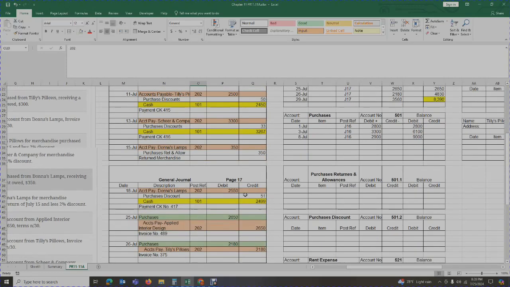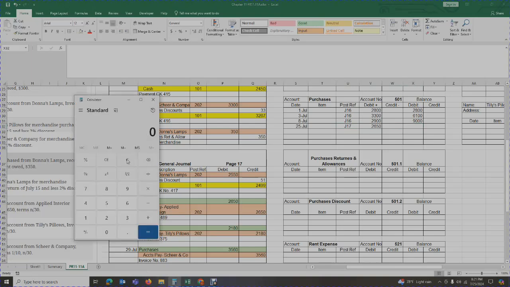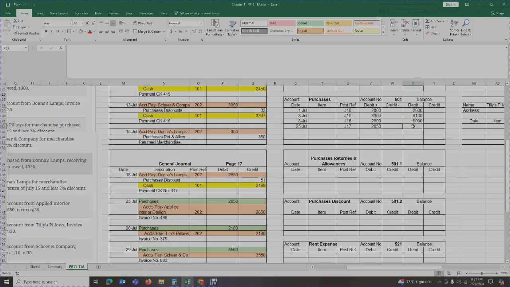Now I'm going to go to page 17. Okay. Page 17, I've got an entry on July the 25th. This is Journal 17, and we've got a purchase of $26.50. Okay, so I've got $9,000 plus 2650, that's 11,650 debit. Okay. On the 25th, I'm going to go back and I'm going to enter account number 501. That's where I posted my transaction.